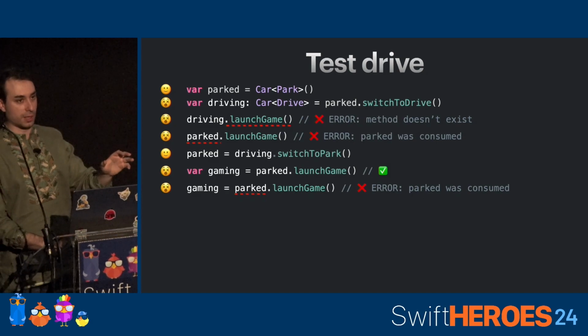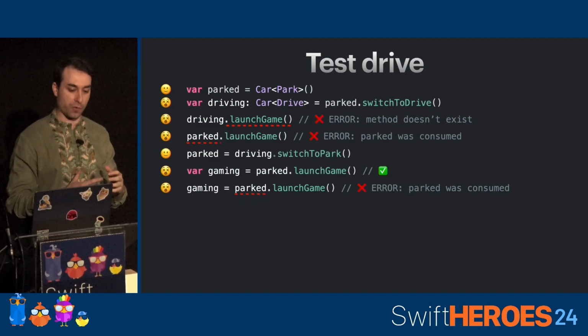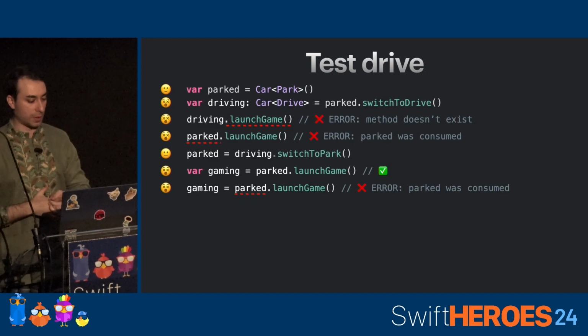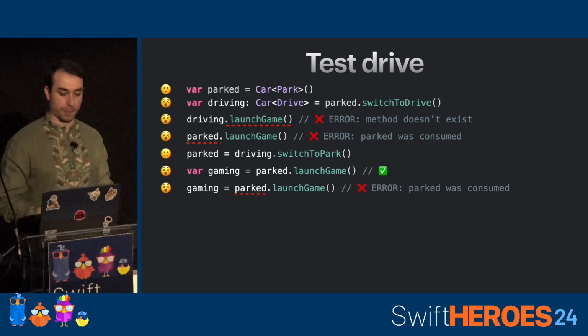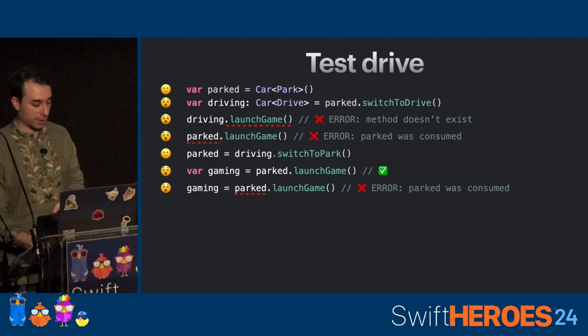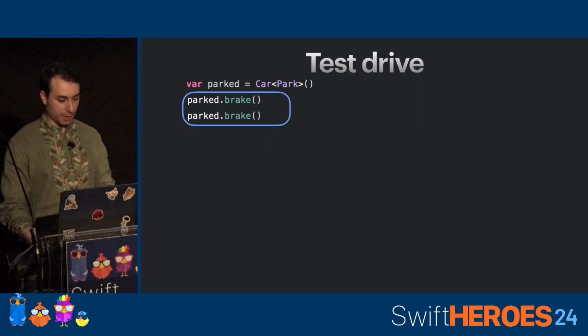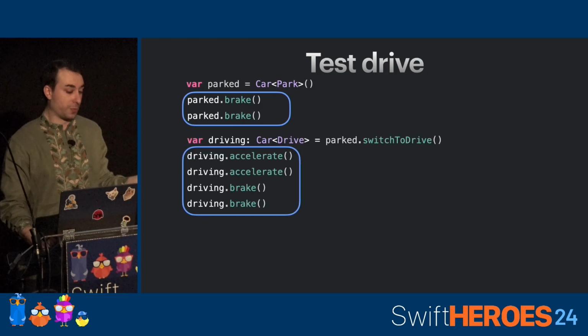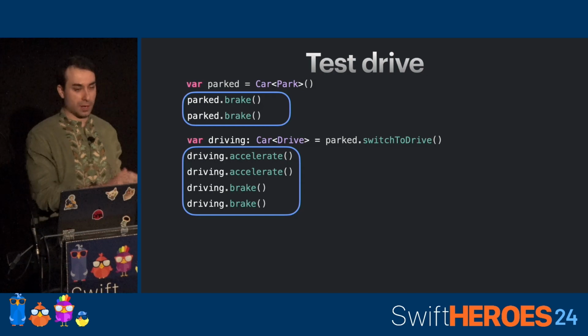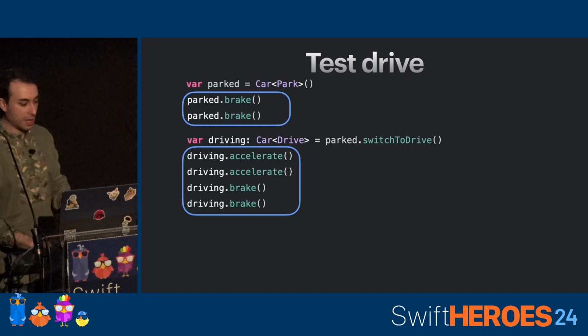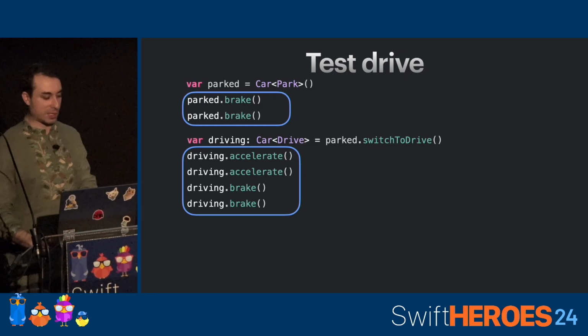So you see the idea, right? The borrow checker keeps track of how parked is used and is not allowing us to reuse it unless we reassign it further down the road. Cool. Crucially, brake and accelerate are not consuming functions. So we can call them many times, which makes sense, right? When I'm driving, I can accelerate and brake as much as I want. It's only the switching, the transitions, that are consuming.